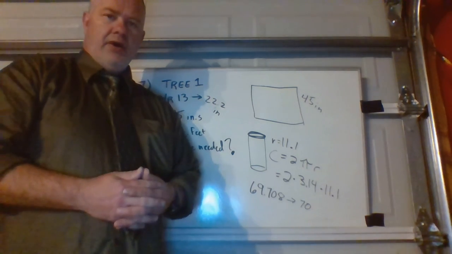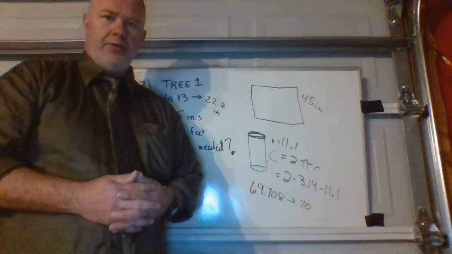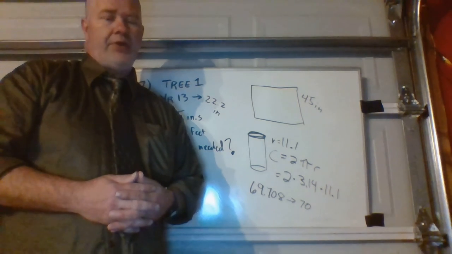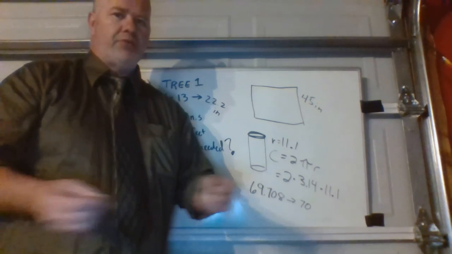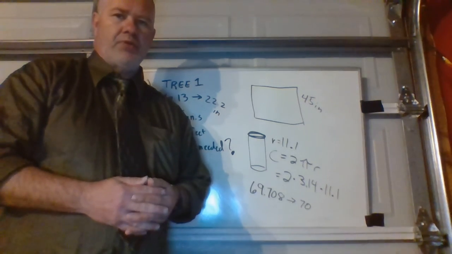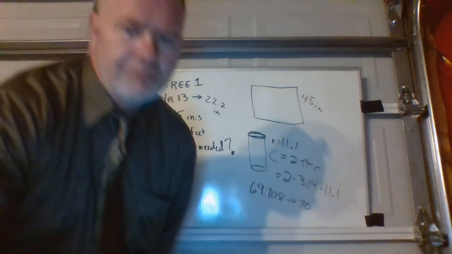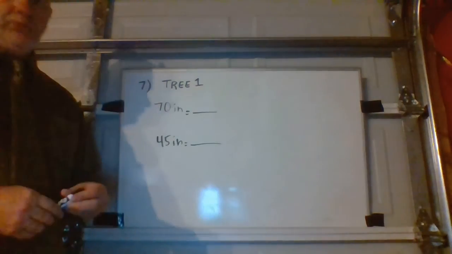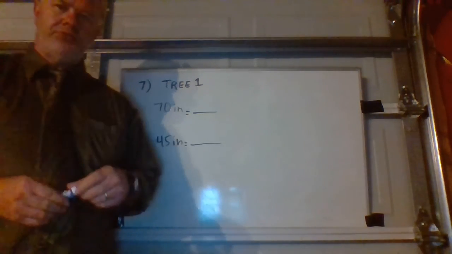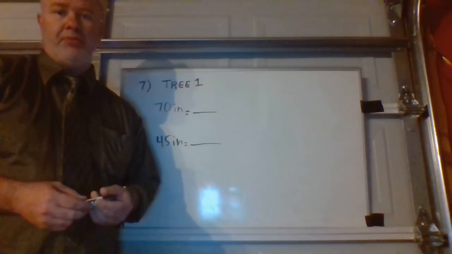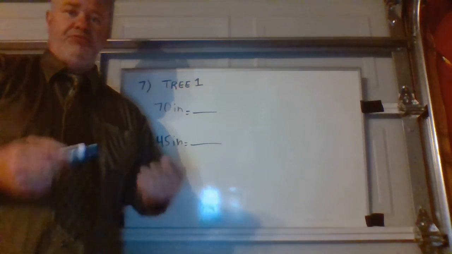One thing we have to do before we figure out the area is take these inches and convert them into feet. So we will go ahead and do that. Moving forward, we have 70 inches and 45 inches. We're going to take each of those numbers and convert them into feet.